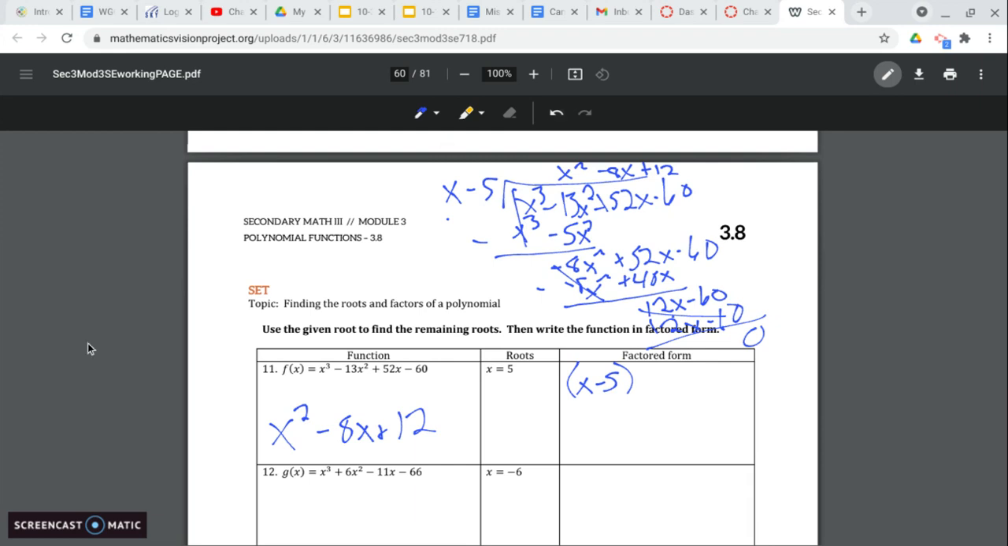So now we know this here. We have the x squared minus 8x plus 12. We can factor this by looking at what two numbers multiply to give us 12 but add to give us negative 8. Well, that'd be a negative 2 and a negative 6. So this is our factored form for the cubic function f of x equals x cubed minus 13x squared plus 52x minus 60. So that's what you're doing for these.